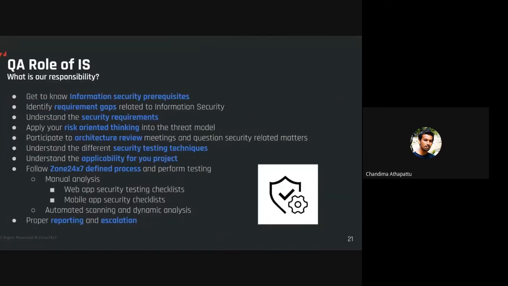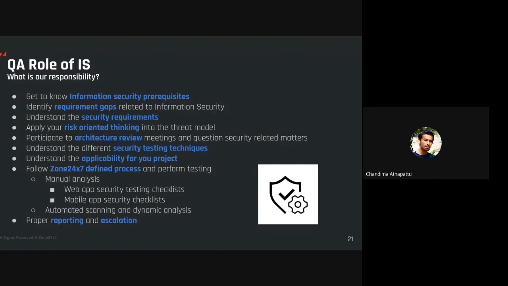As a quality assurance engineer, as a QA, it's very important. Your role is actually to understand the requirement gaps. That is the starting point, and then you need to understand clearly the security requirements we have derived, right? And also you need to apply your risk-oriented thinking as a QA to the threat model and identify possible threats in your solution, participate in the architecture review meetings, and also question security related matters. That is very important. In the design phase, you can identify possible weaknesses and loopholes in your architecture, then understand the different security testing techniques, what possible things I can do in terms of testing, and understand the applicability for your project. You need to understand what security testing is applicable for the project.